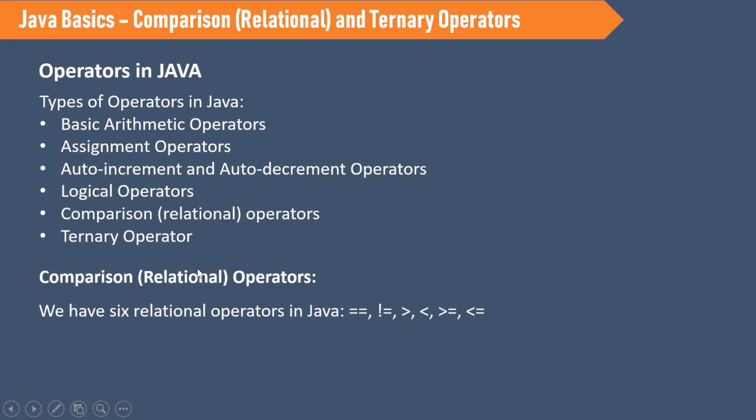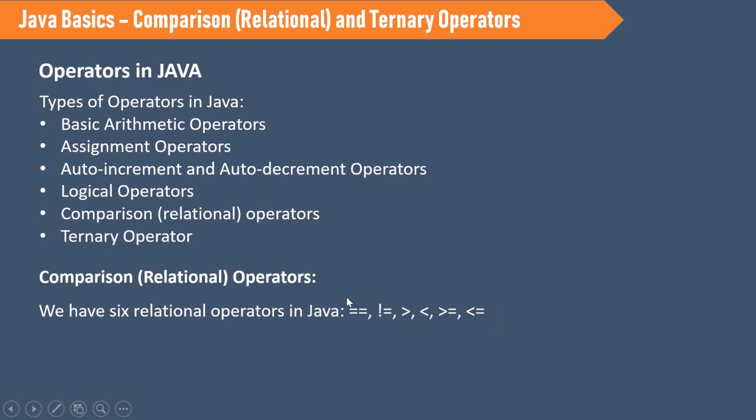So what are the different comparison operators that we have in Java? We have 6 comparison operators. These are also called relational operators in Java. They are double equals to, not equals to, greater than, less than, greater than or equal to, and less than or equal to. So these are all the different relational operators or comparison operators that we have in Java.